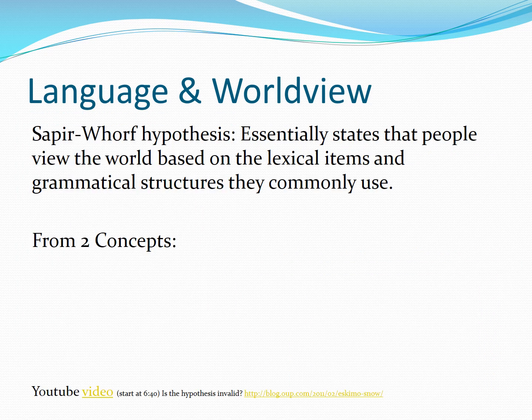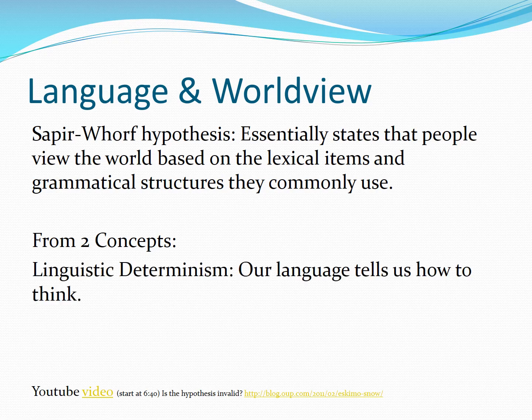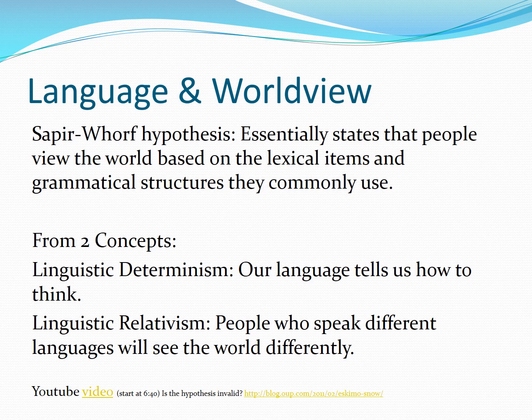The idea that people view the world based on their lexical terms and grammatical structures is the Sapir-Whorf hypothesis. It forms from 2 different concepts. One, linguistic determinism, the idea that our language tells us how to think. And the second idea, linguistic relativism, which is that people who speak different languages will see the world differently. It's a very interesting concept.